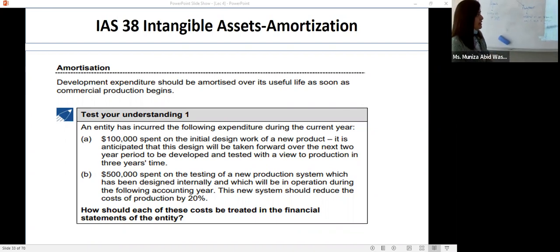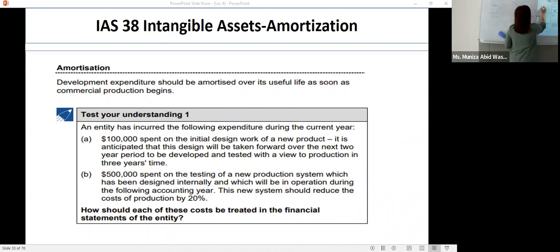Second one, 500,000 spent on testing of the new production system. Yes, this will be capitalized. Testing of the new production system, which has been designed internally and which will be in operation during the following accounting year. This is the development cost. This new system should reduce the cost of the production by 20%. So it is generating the economic benefits. This 100,000 will be written as an expense in statement of profit or loss. Whereas this 500,000 will be capitalized in SOFP, it will be written as intangible asset in SOFP. So this is how both of these are going to be treated.